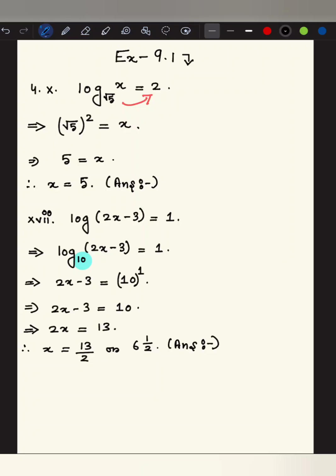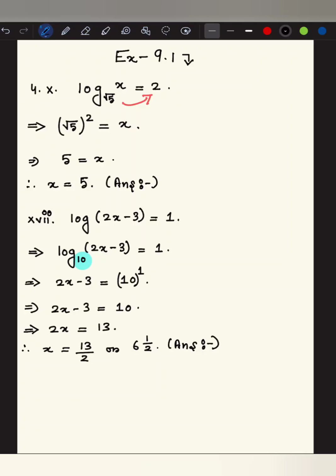Okay. Question number 4, exercise 10. What's given here is that first of all we have to solve for x. So we are given log x base root 5 is equals to 2. So let's first of all convert this into exponential form. Okay, so it will be root 5 whole to the power 2 is equals to x. That is what I have written. So root 5 whole square is equal to x. Got it? That means 5 equals to x, which implies x equals to 5.